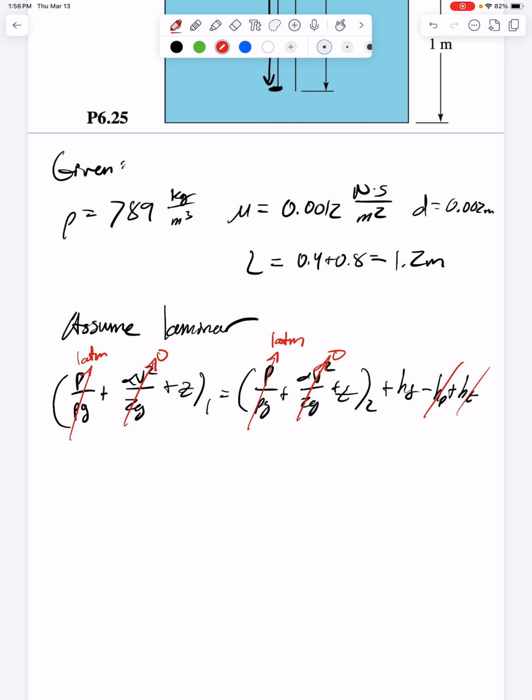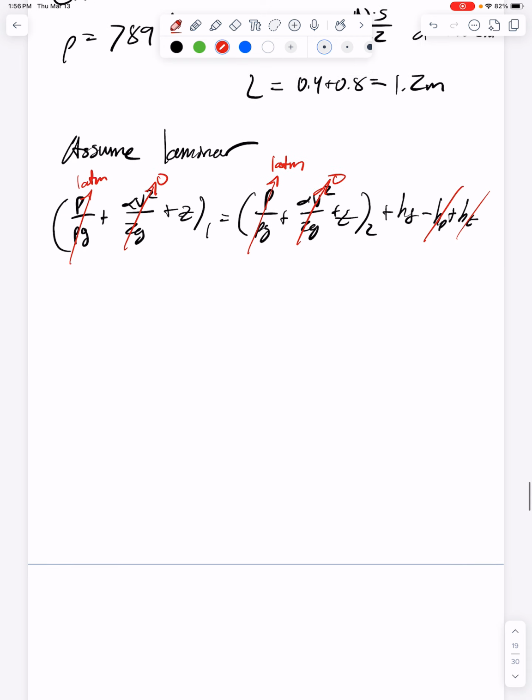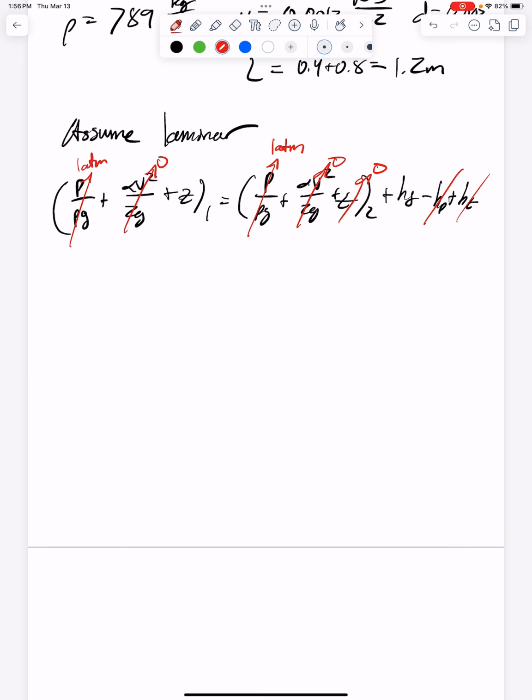Height values, I'm going to call this my datum. Therefore, Z2 cancels out, and Z1 will be 40 plus 50 centimeters, so 0.9 meters. My final simplified expression is Z1, which by the way was 0.9 meters, is equal to head loss. So very simple expression in the end. Head loss, assuming laminar flow, we have the following expression: 32 mu L V over rho G D squared.